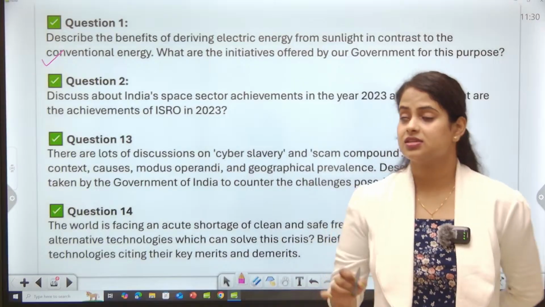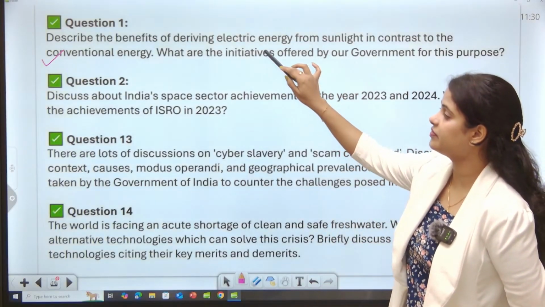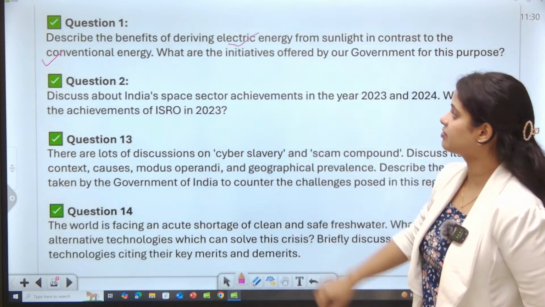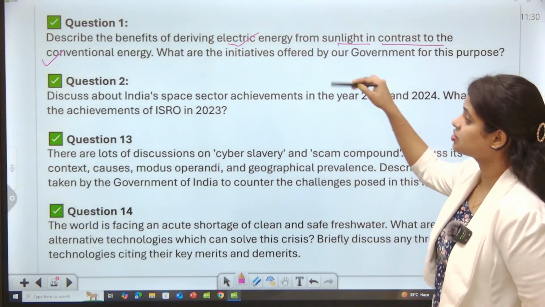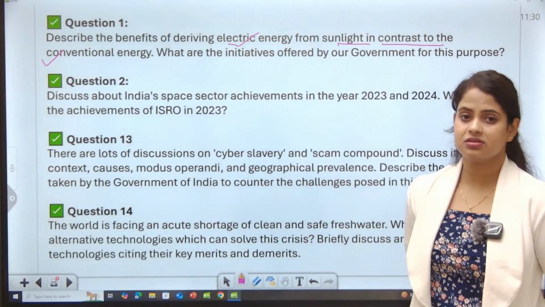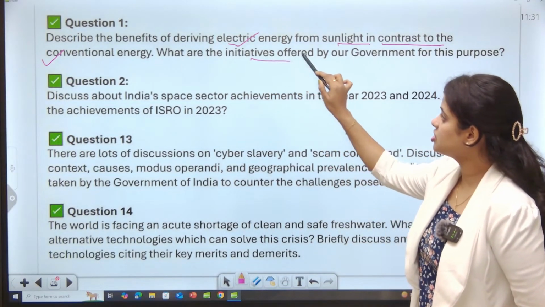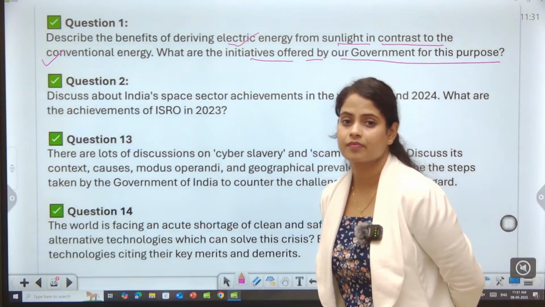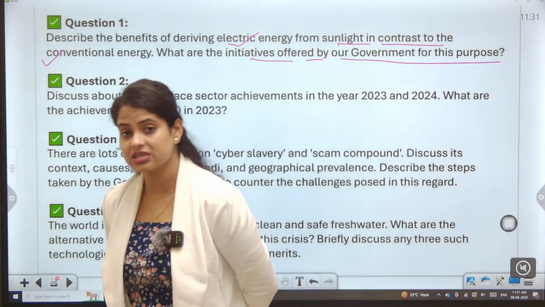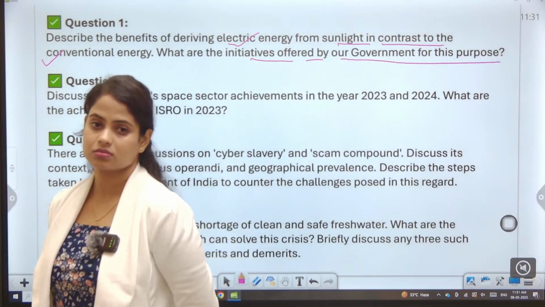Just have a look. Describe the benefits of deriving electric energy from sunlight in contrast to conventional energy. What are the initiatives offered by our government for this purpose? So government initiatives you have to mention here.